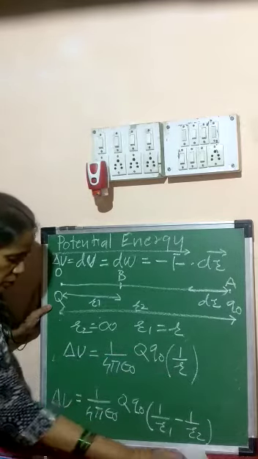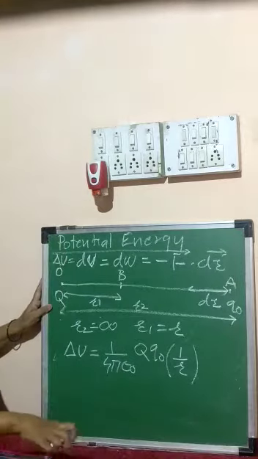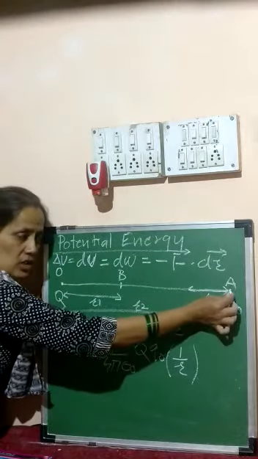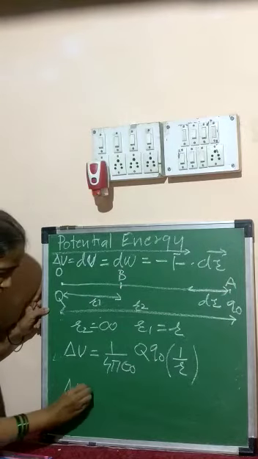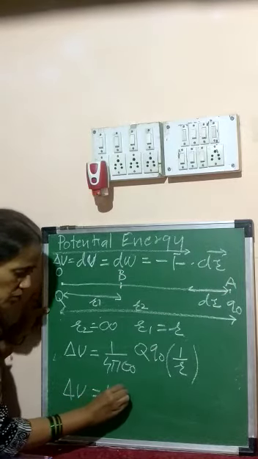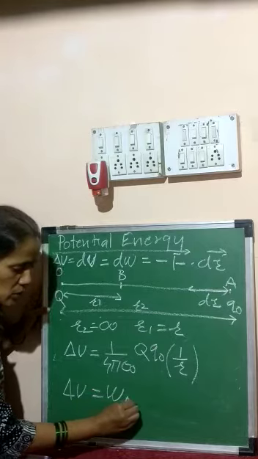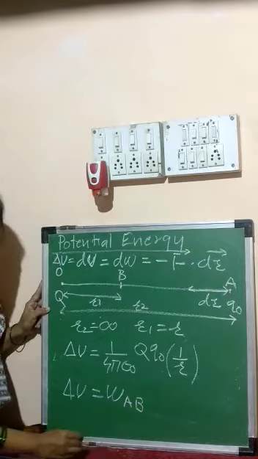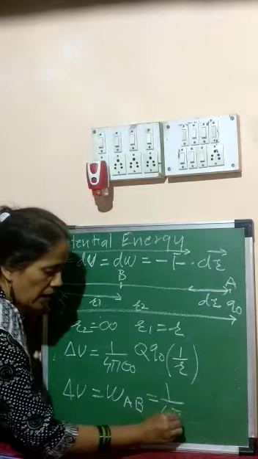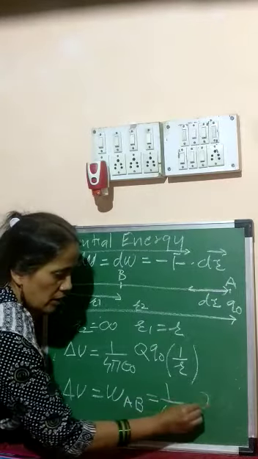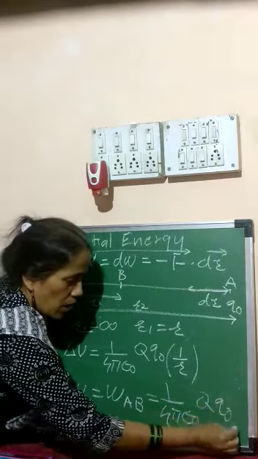But this change in potential energy is nothing but the work done in bringing the charge from A point to B point. So this change in potential energy can also be written as the work done in bringing Q0 charge from A point to B point, which is 1 upon 4 pi epsilon naught Q Q0 upon R.